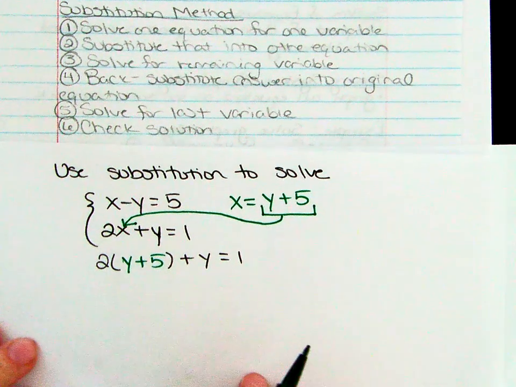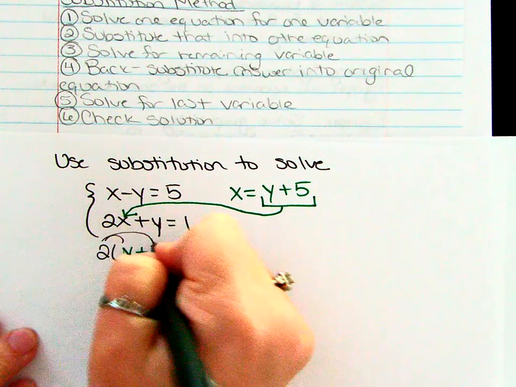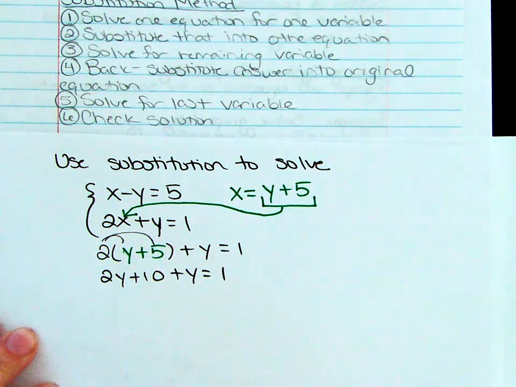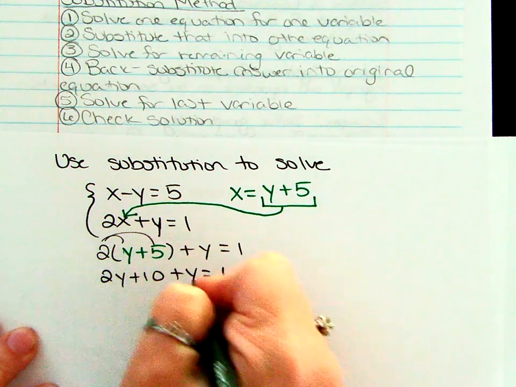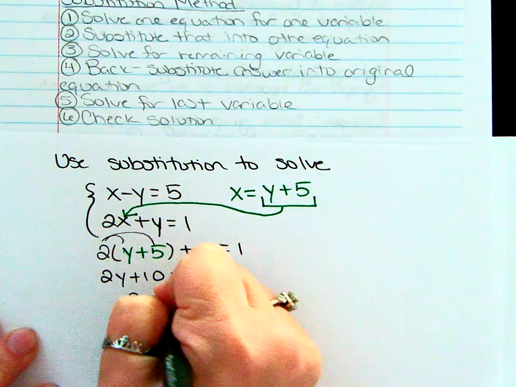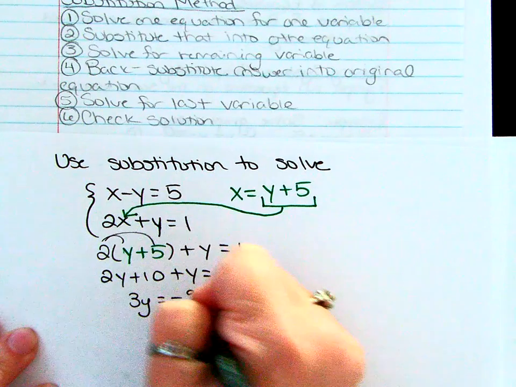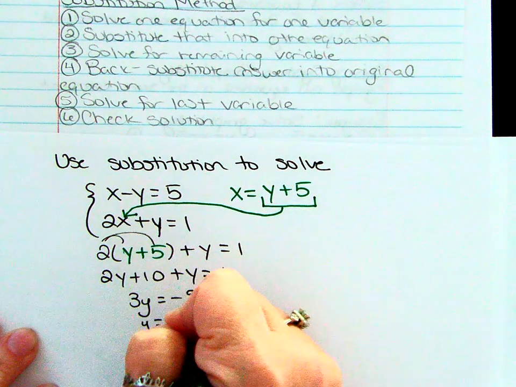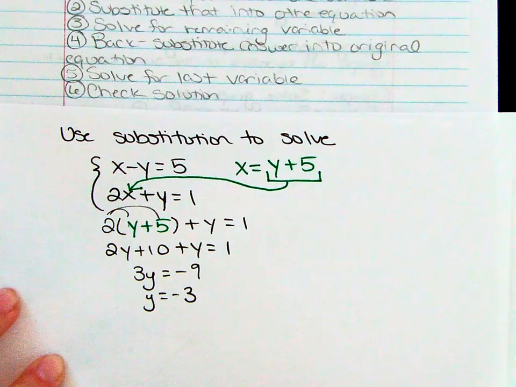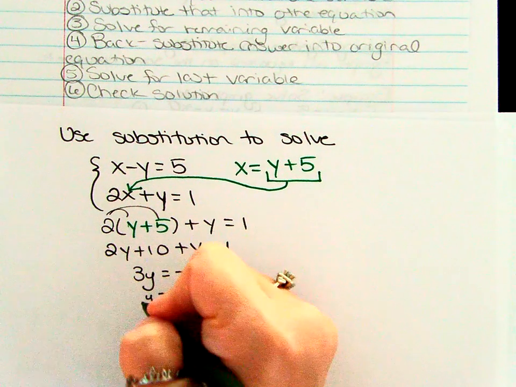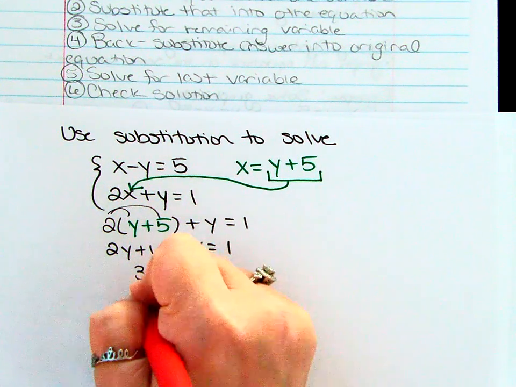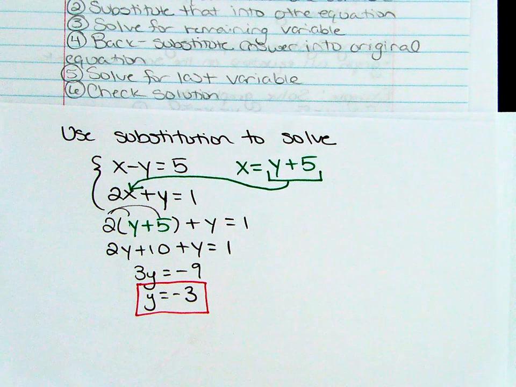I can distribute my 2. I can combine my like terms of y, where I have 2y and 1y, which is 3y. Subtract my 10 over. And divide both sides by 3. And I find y is -3. So that was step 3. I solved for the remaining variable.